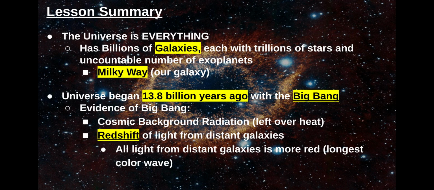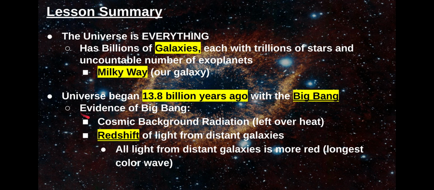So let's summarize everything. The universe is everything, the totality of all planets, galaxies, stars, all of it. The universe has billions of galaxies. Each of those galaxies has trillions of stars and an uncountable number of planets. The Milky Way is the name for our galaxy. The universe began, we believe, about 13.8 billion years ago with an event called the Big Bang.